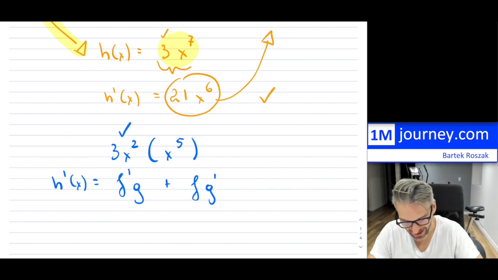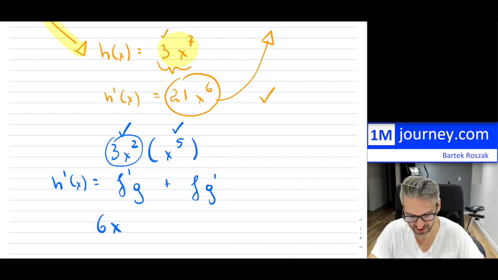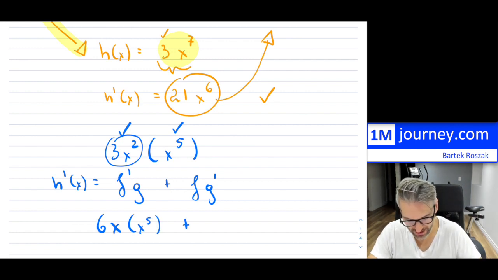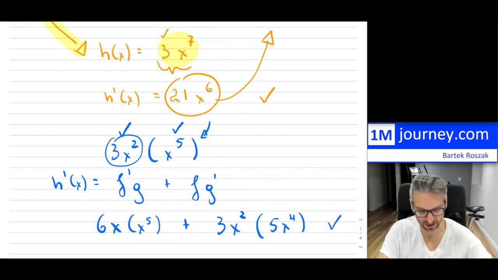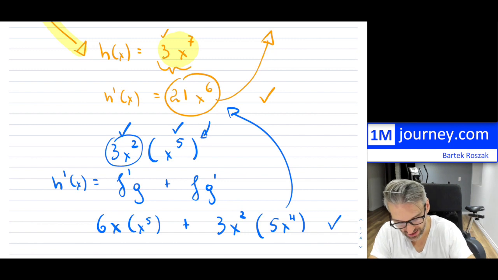Okay, so if this is my f and my g, then this right here is nothing else but simply 6x, and then I multiply it by x to the 5, plus, now I keep my first f the same, so 3x squared, and then I take the derivative of the second one, and this would have been simply 5x to the 4. And that is my entire derivative. Now you might say, well, that doesn't look like that. That is true because we haven't simplified it.